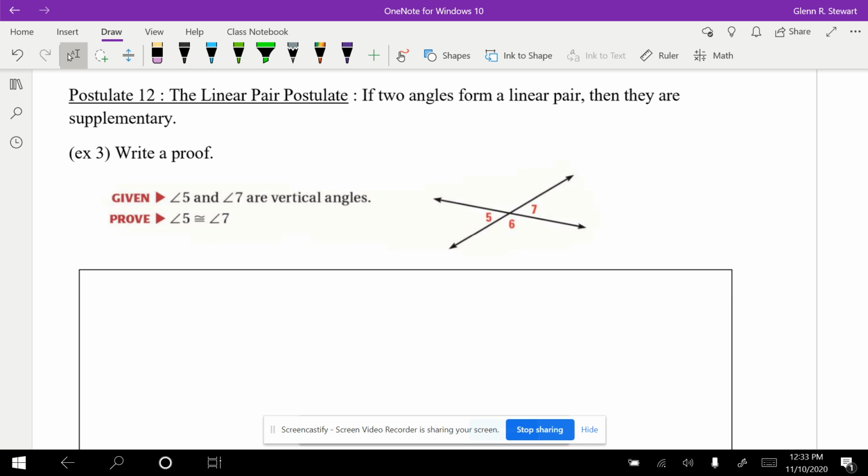The linear pair postulate states that if two angles form a linear pair, then they are supplementary. Given angle 5 and angle 7 are vertical angles, we need to prove that angle 5 is congruent to angle 7. Notice how they put 6 in there. We're going to be using that with our linear pairs. I'm going to go ahead and write my statements and reasons.